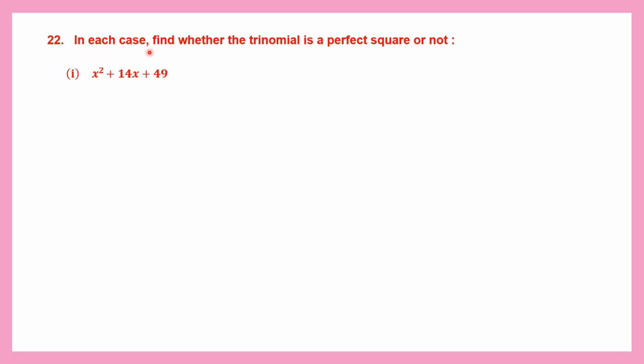Question 22. In each case, find whether the trinomial is a perfect square or not. So we have many questions. So in this first case, this trinomial that is given to us, is this a perfect square? That is the question. As you can see, there are three terms, so this is a trinomial. Now, if we have to find out if this is a perfect square, we should get it in this format, an algebraic identity. That is a plus b the whole square. That means we should say a square plus 2ab plus b square. If we can get it in this format, then we can say it's a perfect square.